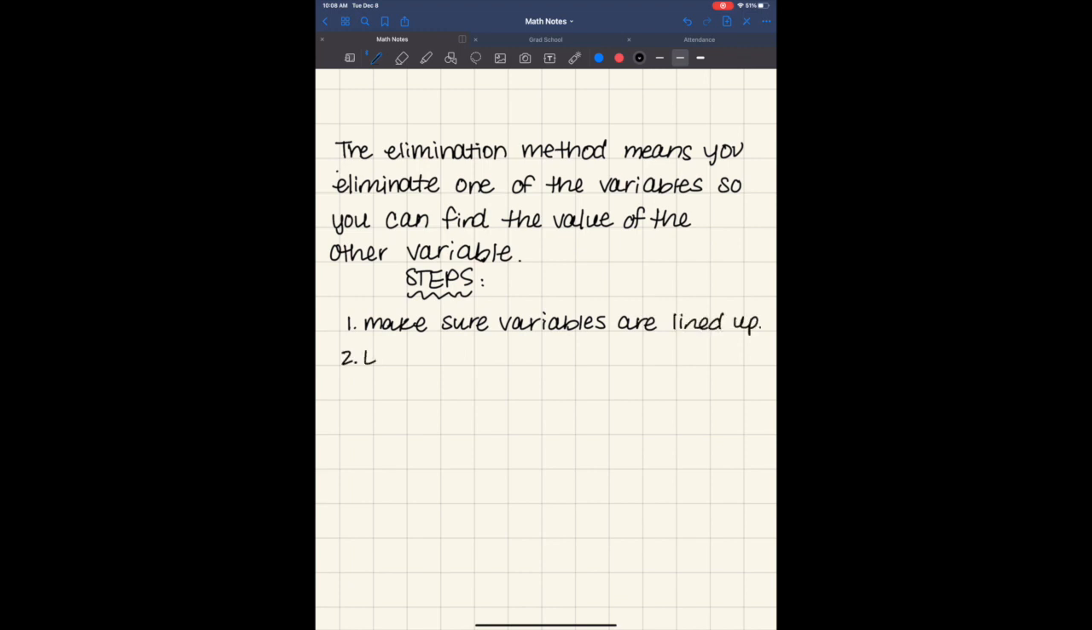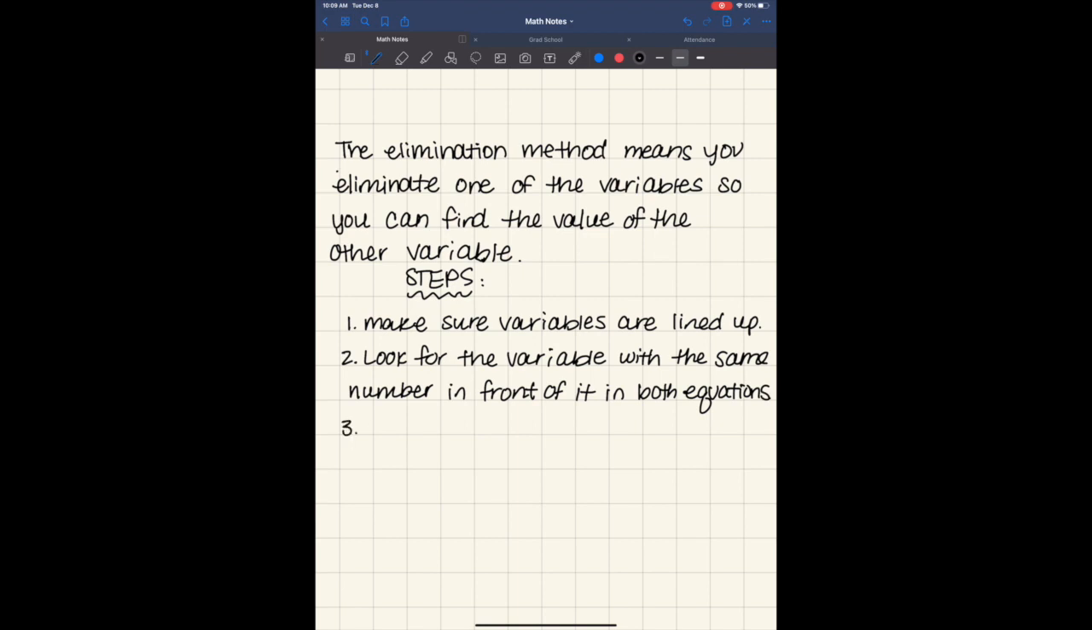3, add or subtract the two equations. 4, solve for the variable that is left. 5, plug that value into one of the original equations and solve.